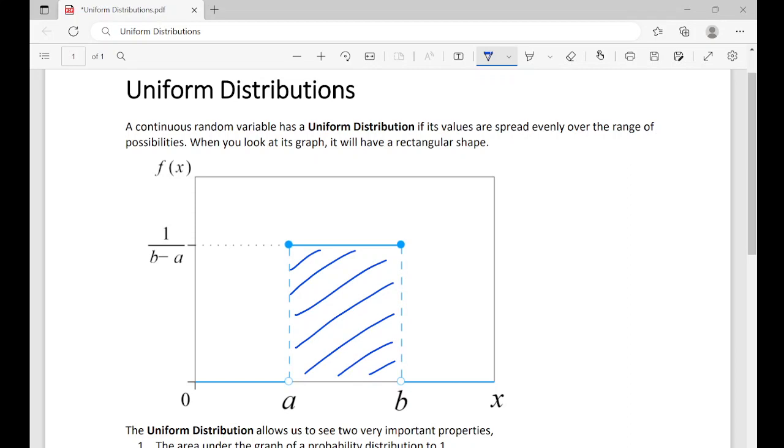square-like shape. So what we're looking at is going to be between A and B, that is along the horizontal axis, and this is the values that you are looking at, like time or distance or something like that. That's the horizontal. Whereas the vertical axis here, 1 over B minus A, that's the probability of it happening. So this is the shape that we typically deal with.